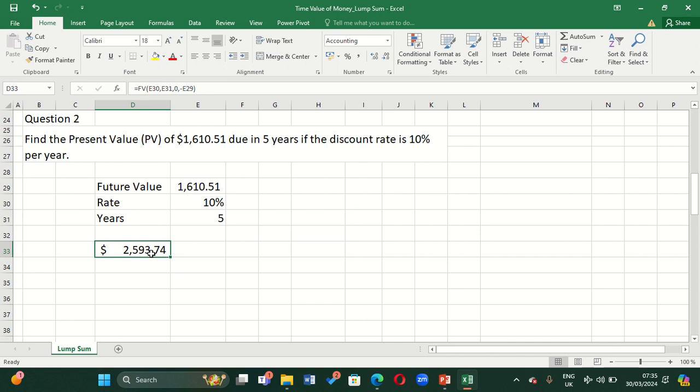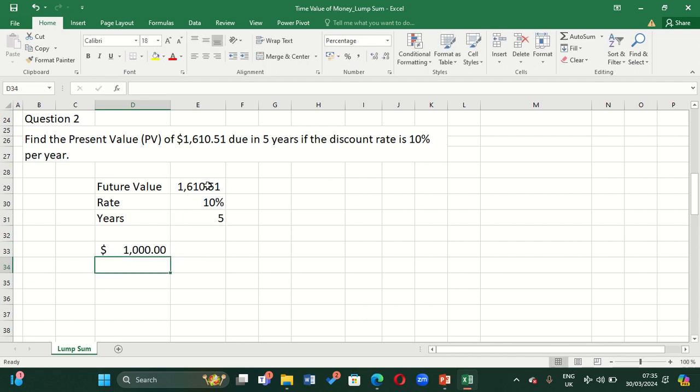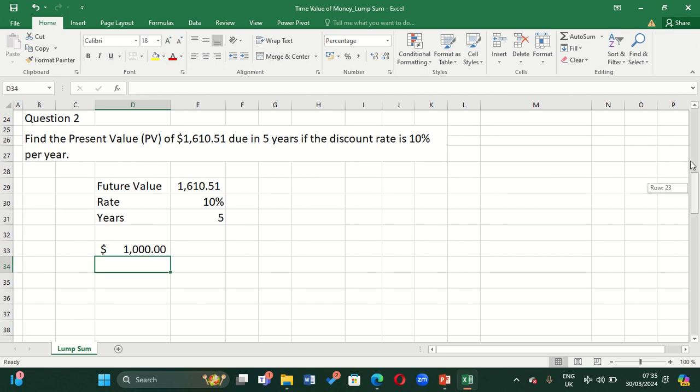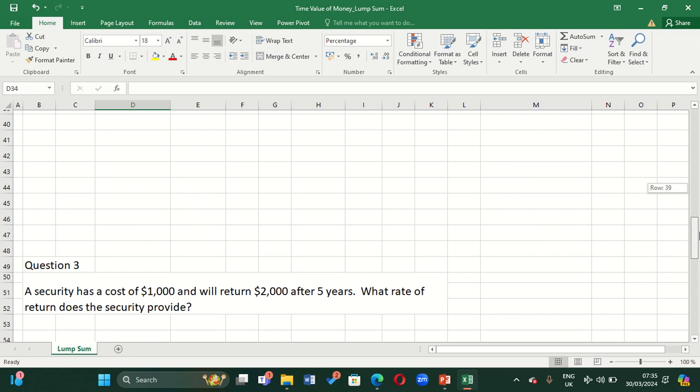So present value now equals PV, which is present value. Then what is the rate? The rate is 10%. Then the period is 5. Then the payment, like I said, is 0 because this is not an annuity. Then the future value, don't forget that we always introduce minus. Then this is it, 1000. You can see that it's just the reverse of this question.